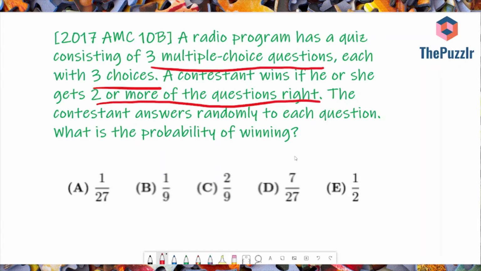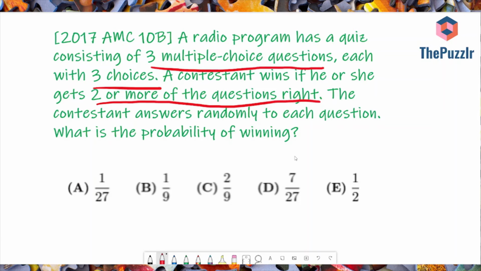Because if we use complementary counting, we have 1 or 0 questions. And if we don't use it, then we just need to calculate the probability of 2 or 3 questions, since there's only 2 or 3 questions. So in this case, it doesn't matter. I'm going to use complementary counting because we want to get practice using that so that we always have that as an option. So a contestant wins if he or she gets 2 or more of the questions right.